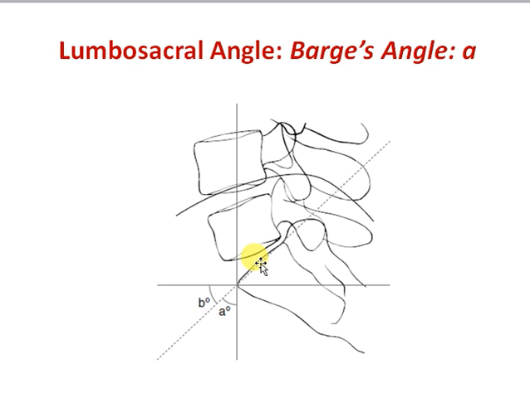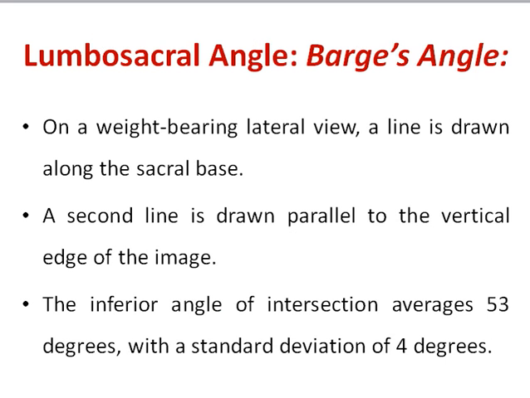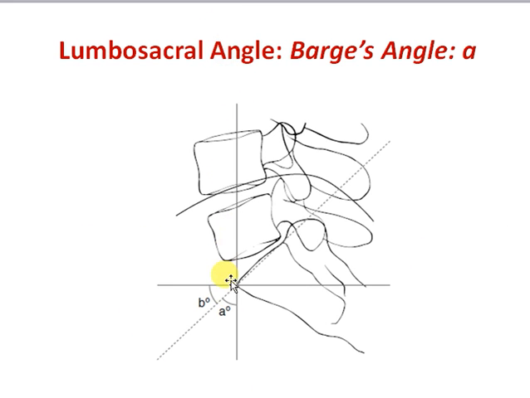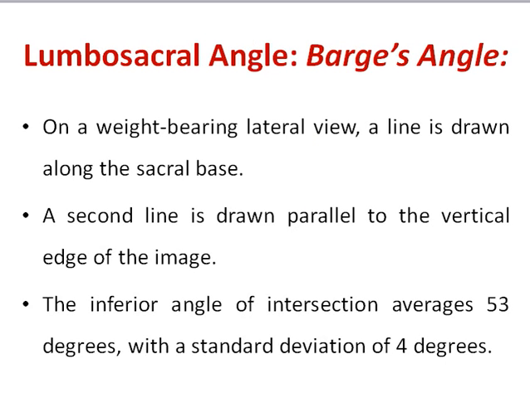The sacrum is an inverted triangle, so it has its base on the top and apex towards the tail. So you draw a line, line A, then a second line is drawn parallel to the vertical edge of the image. This is the vertical edge, and parallel to this you need to measure. This is called the Barges angle. The inferior angle of intersection averages about 53 degrees with a standard deviation of 4. So anywhere between 49 and 57 is normal.